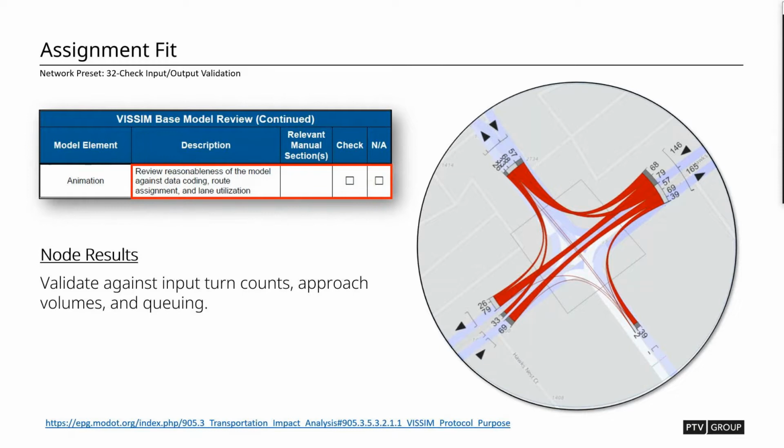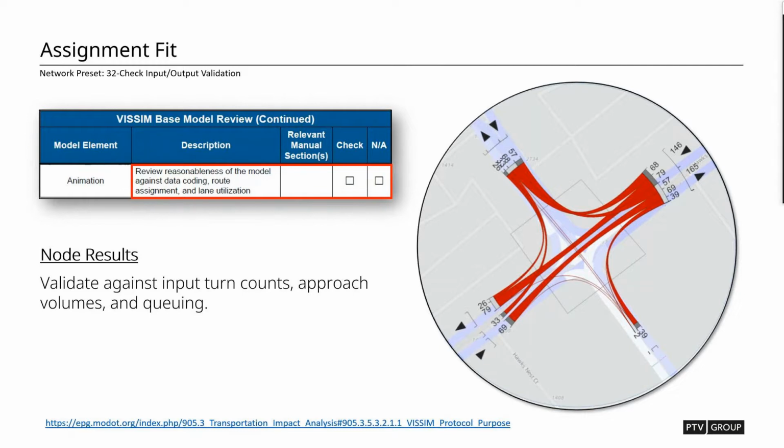We also have a list view of this same data where it will show each movement through a node and record things like delay and volume and stuff like that. But for assignment fit specifically, from a review perspective, validating that the model has been appropriately built out, we're just going to be looking at volume, not necessarily delay per se, but that is also a result.